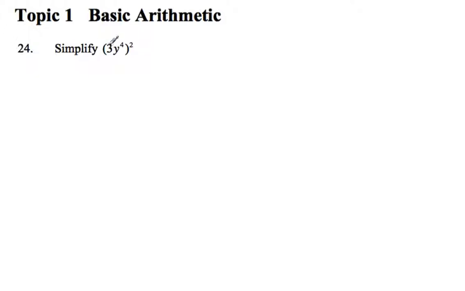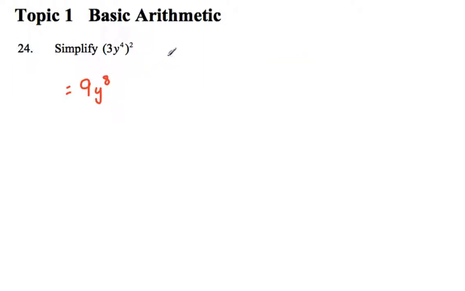Here, you'll notice the 3 is inside the brackets and everything in the brackets is getting squared. So we'd square that 3 and make 9. And then we'd kick in that rule that says we multiply the indices. So it'll be y to the 8.